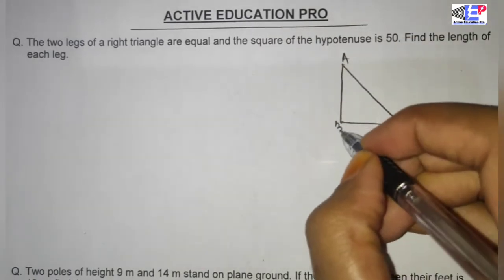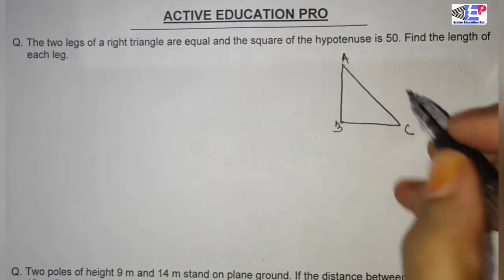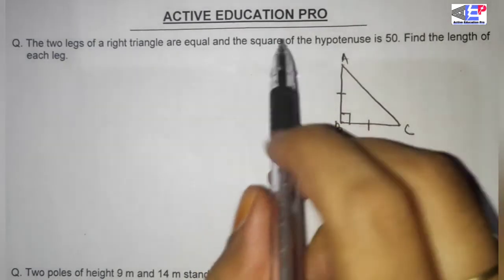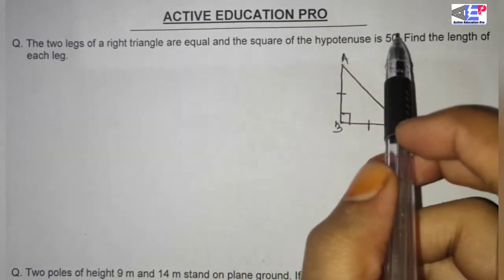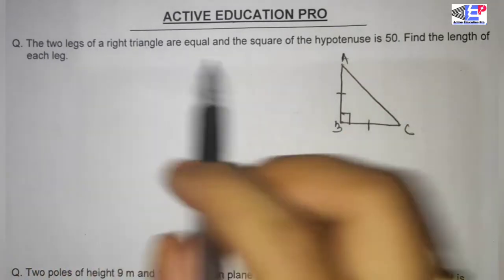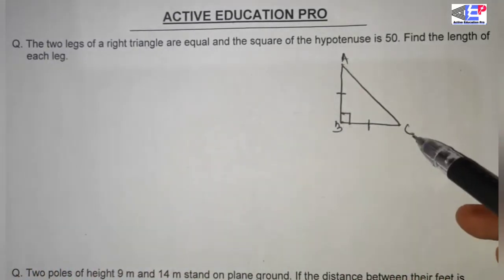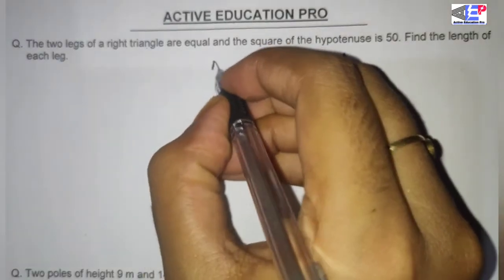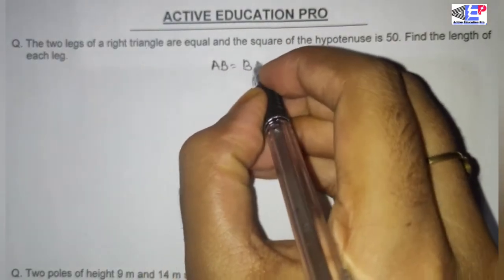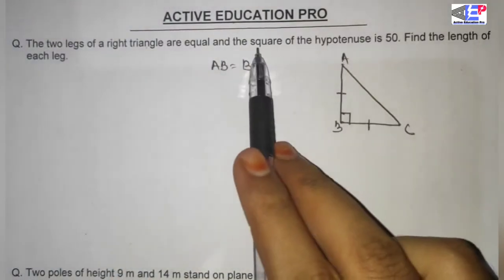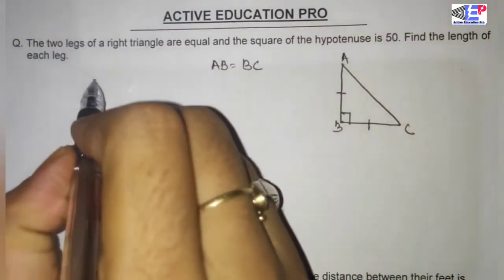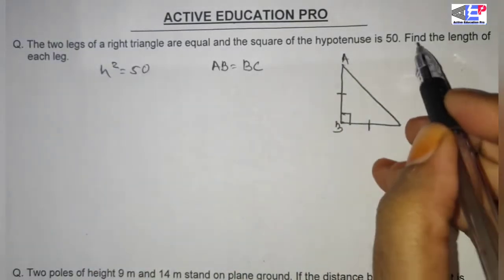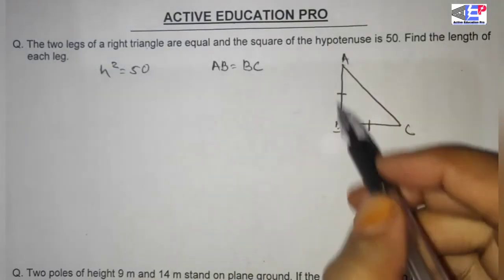This is A, B, C. Suppose ABC is a right angle at B, and AB is equal to BC, because the hypotenuse is the third one, but the two legs of a right triangle, one is perpendicular and another one is base. So AB is equal to BC. And the square of the hypotenuse is 50. Square of the hypotenuse, h square is 50. Then find the length of each leg.